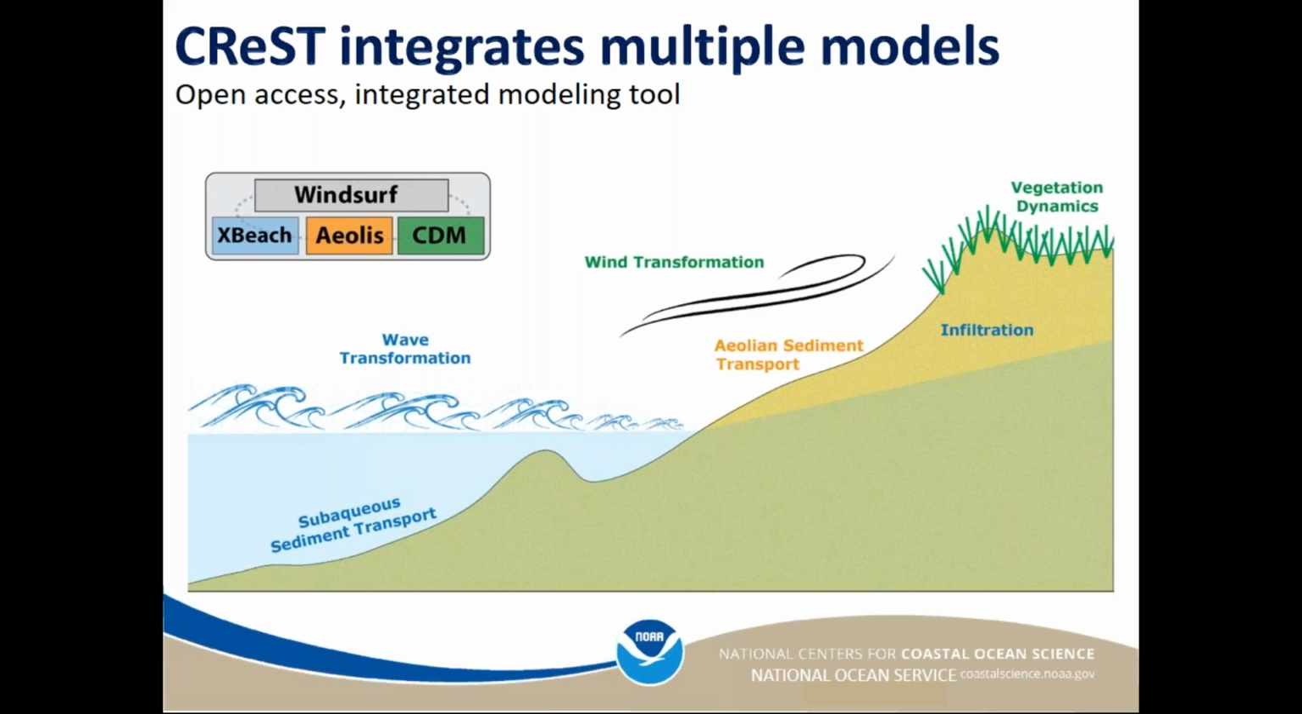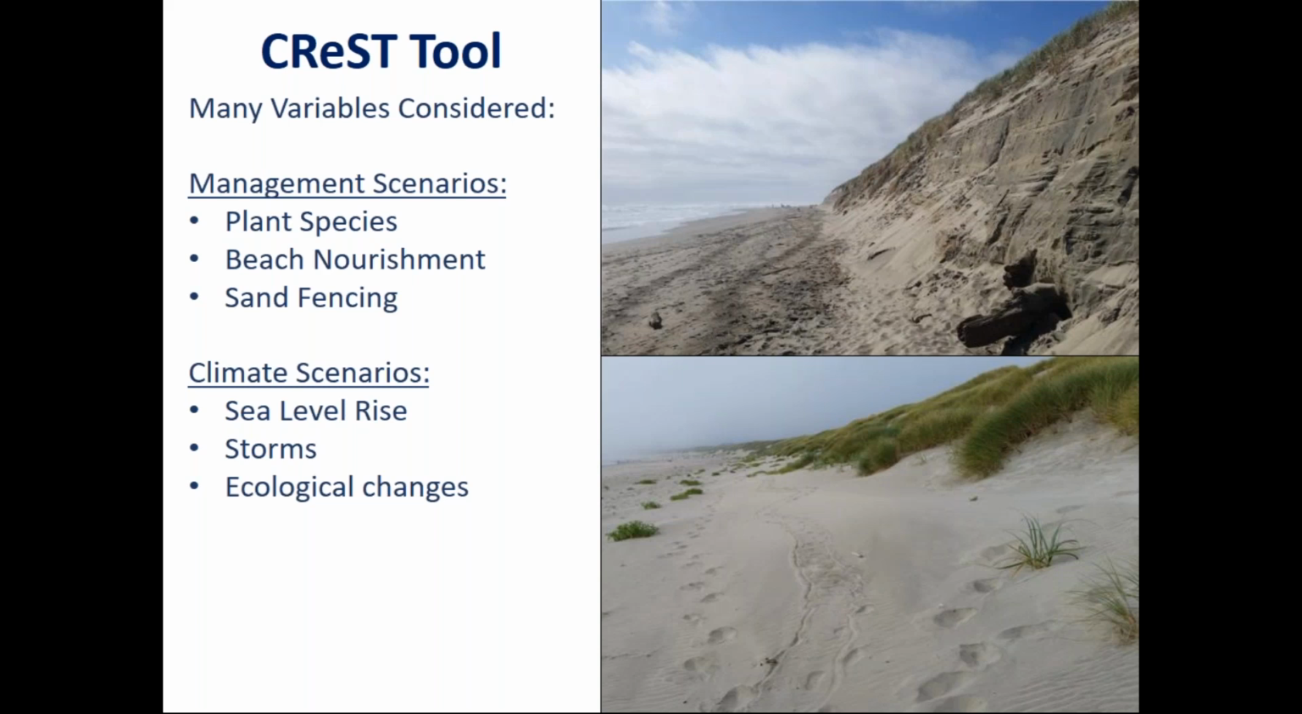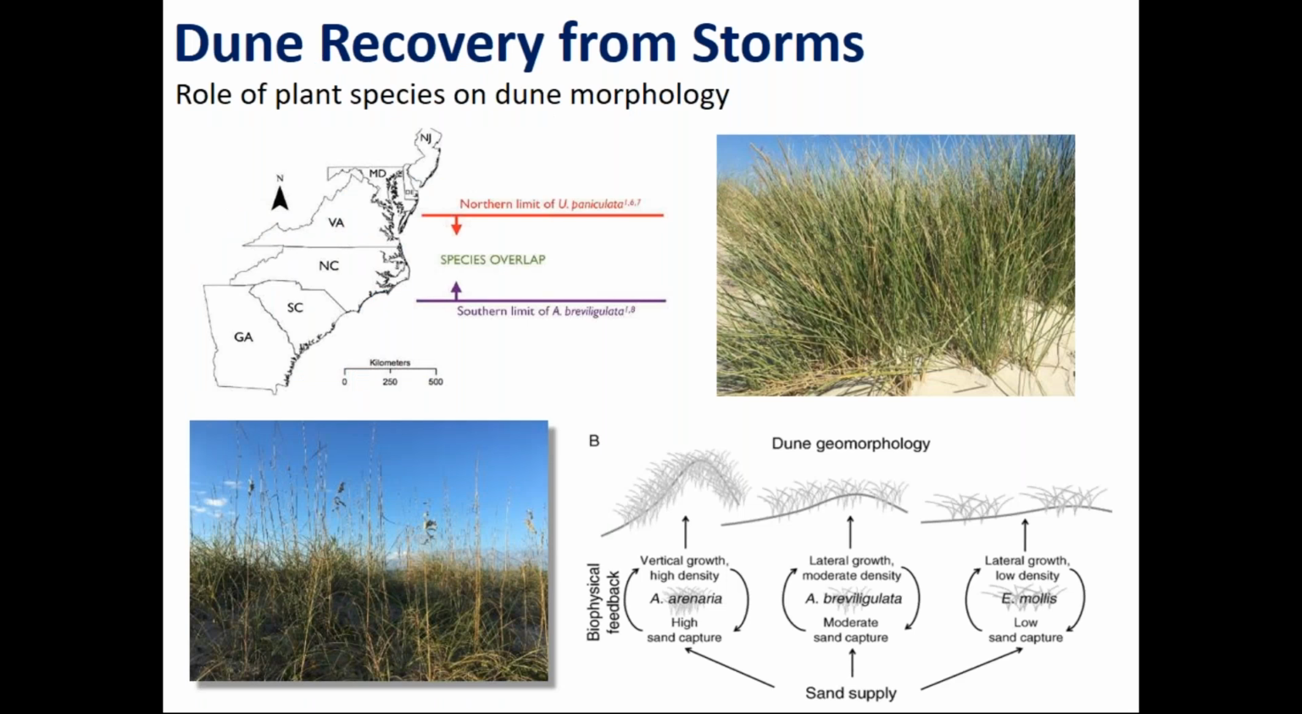And then this higher level effort of CREST, this Coastal Recovery from Storms Tool, is the package from which you can take Windsurf and evaluate various scenarios and various climatic situations to understand what's going to happen on your beach. And so just some examples of things that you can do or will be able to do with this tool is look at various scenarios of plant species, beach nourishment, sand fencing. That's going to be a big one the team's going to tackle here in the next year, as well as these various scenarios of increasing storms, sea level rise, and other changes.